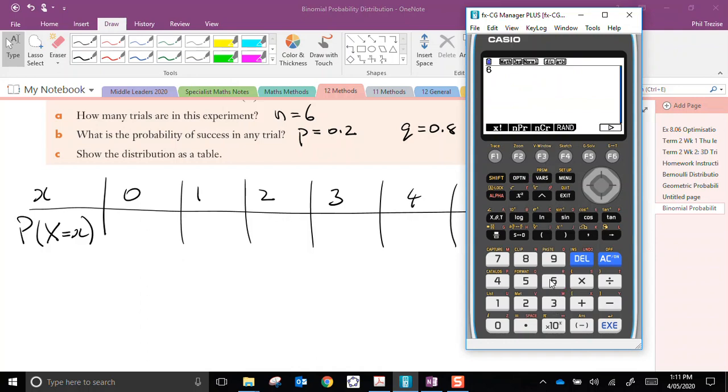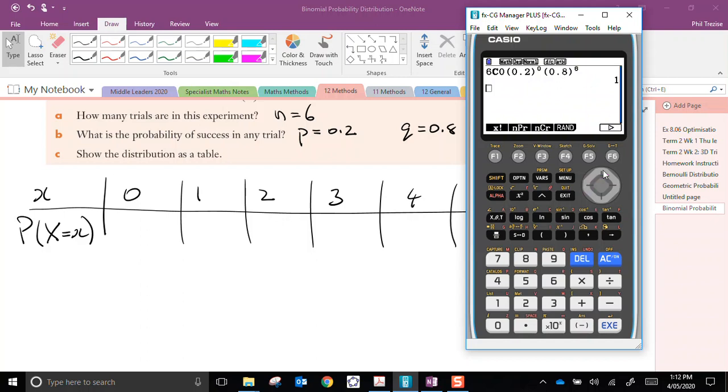I could put 6, C, 0, and then I could put brackets 0.2 to the power of 0, and then I could put 0.8 to the power of 6. So that's 0 successes. And calculate, and I get an answer of, wait a minute, that shouldn't be an answer of 1. 0.8 to the power of 6 isn't 1.